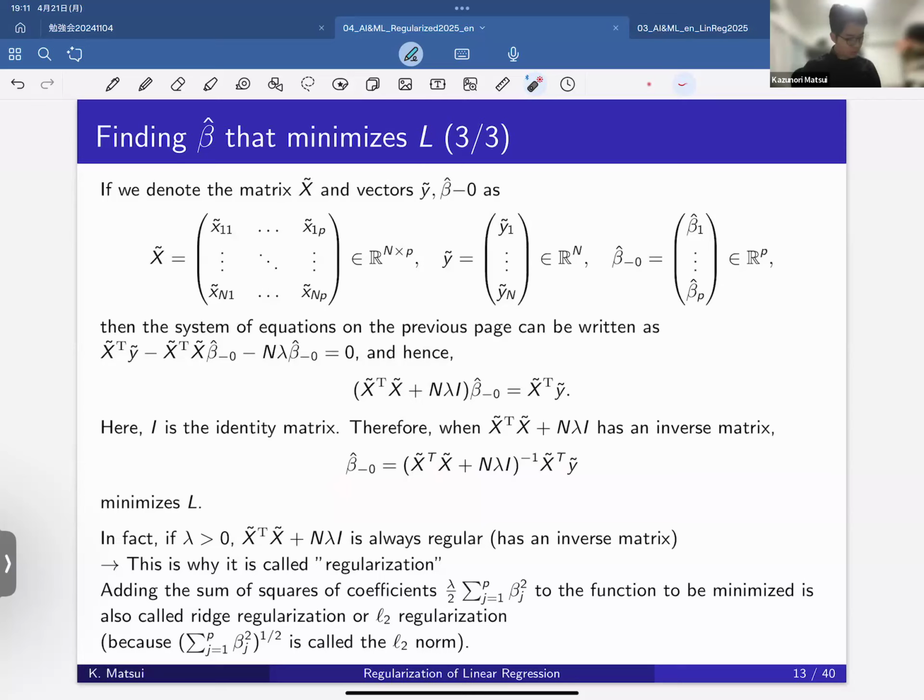In the ordinary least squares method from before, we don't have the n lambda term. In fact, if lambda is positive, then x tilde transpose x tilde plus n lambda I is always regular, which is why this is called regularization. Adding the sum of squares of coefficients, this term, to the function to be minimized is also called ridge regularization or L2 regularization, because this part is called the L2 norm.